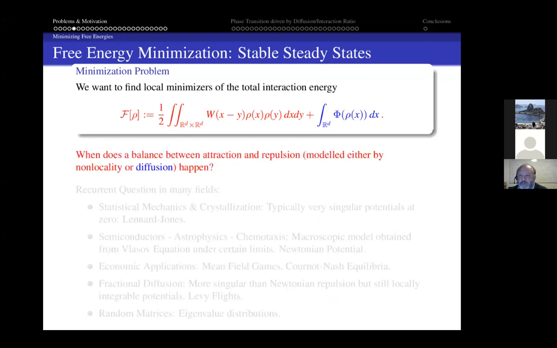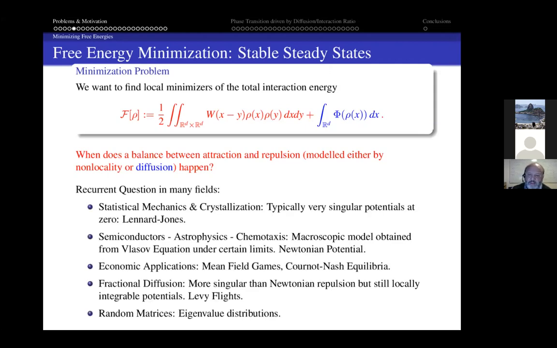Okay, and now I can be more precise about the question I said before. When there is a balance between attraction and repulsion, and when you model attraction by the non-local term and the repulsion by the diffusive term. And this is something that appears in many different fields and applications. So here I'm just listing several of them. Some of the first two probably very classical at this point, and the last three probably a bit less known or more modern applications of these ideas.